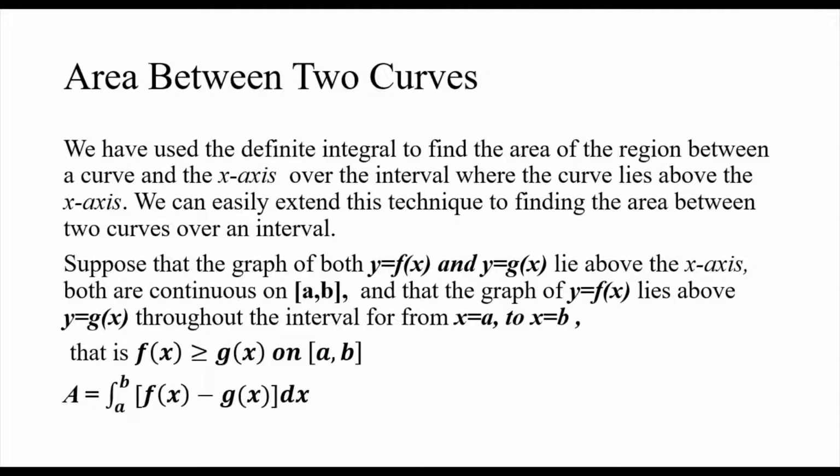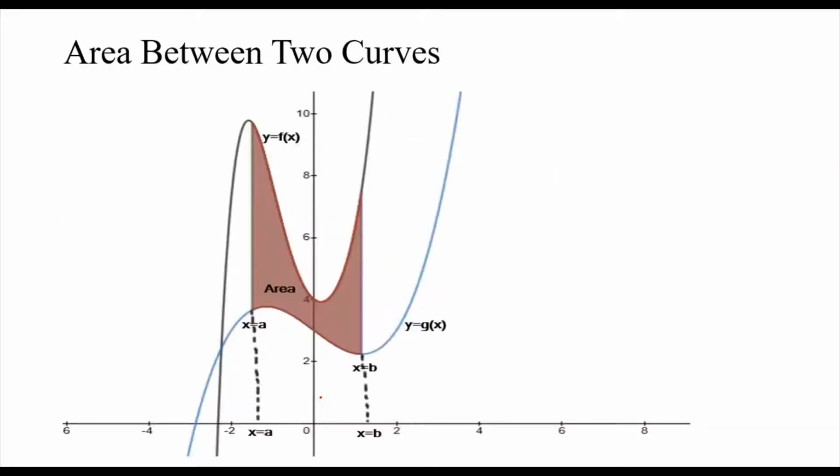Suppose that the graph of both y equals f of x and y equals g of x lie above the x-axis, and both of these functions are continuous on the closed interval [a, b], and the graph of y equals f of x lies above the graph of y equals g of x throughout the interval from x equals a to x equals b. That is, f of x is greater than or equal to g of x on [a, b]. Then the area between those two curves is equal to the integral from a to b of the top function f of x minus the bottom function g of x dx.